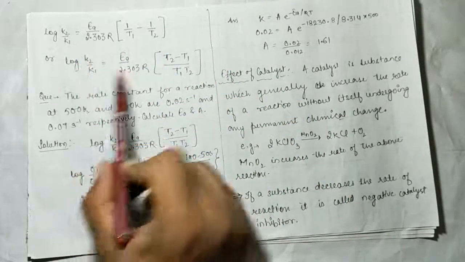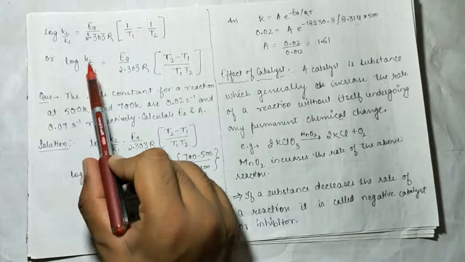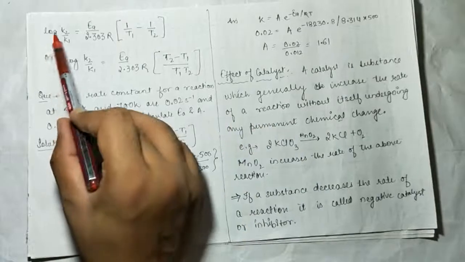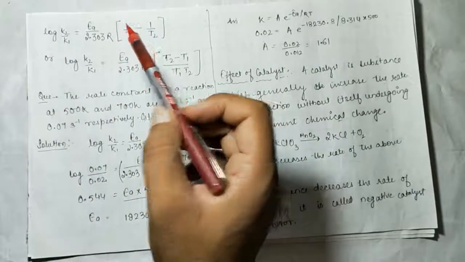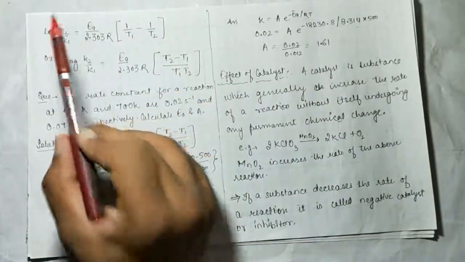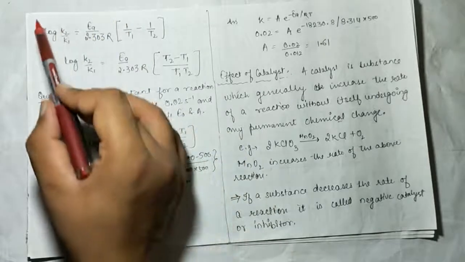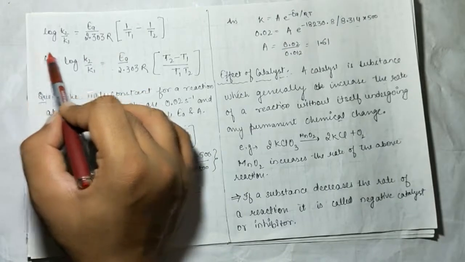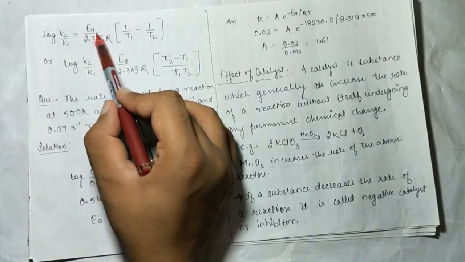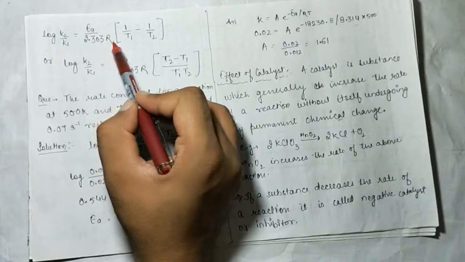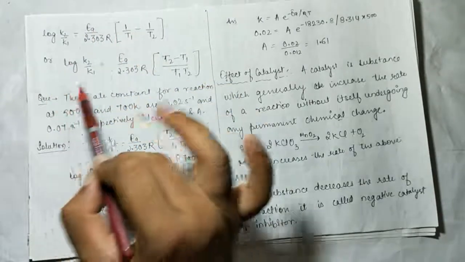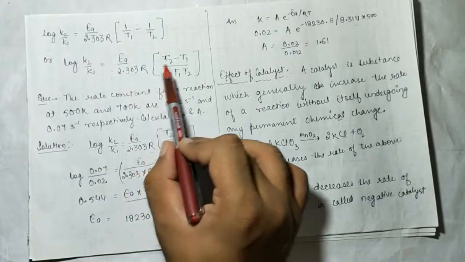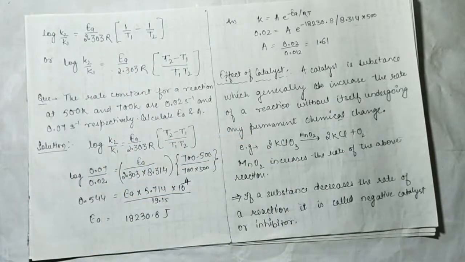Rearranging this equation, in the earlier equation it was natural log, and we convert it into log base 10. We need to multiply by 2.303, or this 2.303 comes to the other side as the denominator. So log k2 upon k1 is Ea upon 2.303 R times 1 by T1 minus 1 by T2, which becomes Ea upon 2.303 R times T2 minus T1 upon T1 T2.